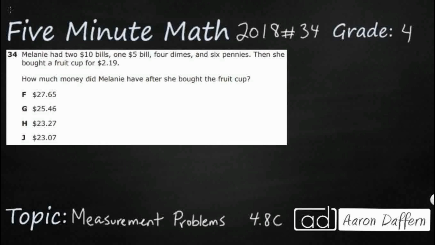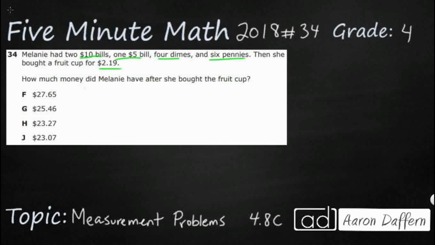So Melanie has a whole bunch of money here. 2 $10 bills, 5, 4 dimes, 6 pennies. She buys a fruit cup for $2.19, and we're just looking for the change. So it is going to end up being a simple subtraction, but the question here is how much money does she have to begin with? We don't have that, and all they're doing is giving us some types of bills and coins.